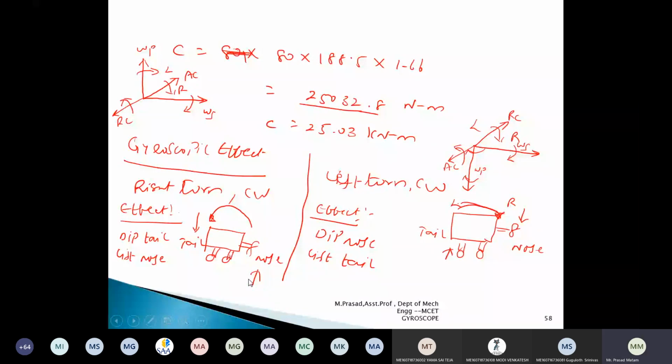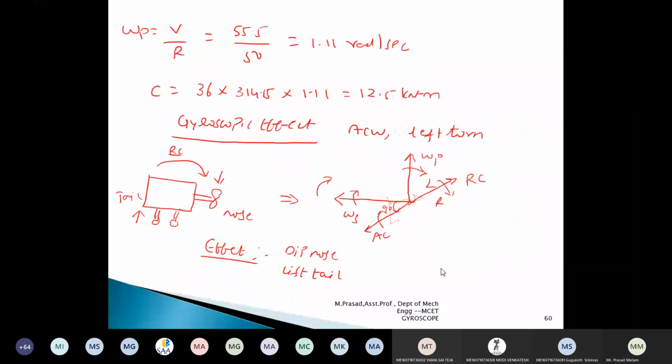It tries to dip. It tries to lift. For clockwise and left turn, this arrow mark is pointing towards the nose. Means it tries to dip and it tries to lift the tail end. Okay, so with this, we'll stop here.